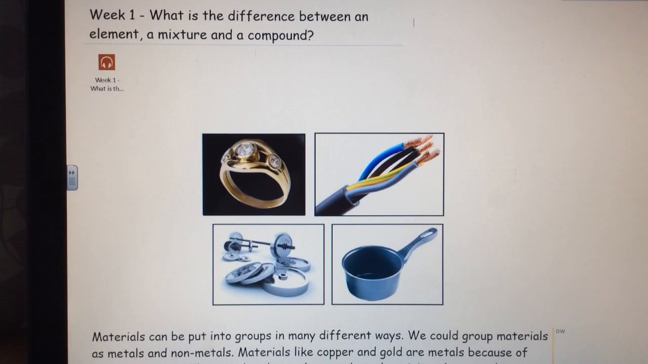Year 8, Elements, Mixtures and Compounds, Week 1. What is the difference between an element, a mixture and a compound?